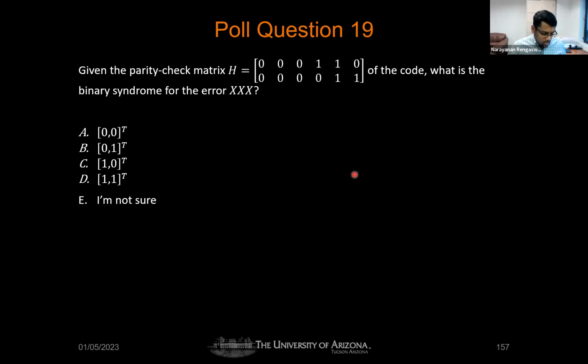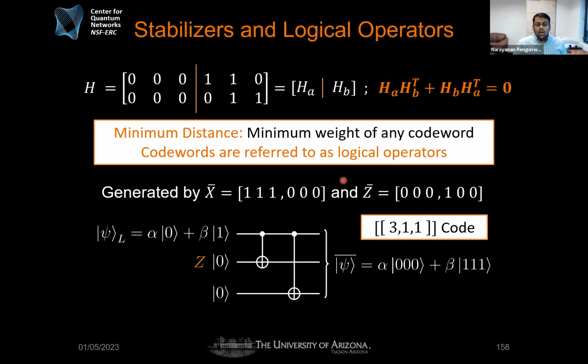Okay, so let's keep going. Now we have seen the matrix representation for stabilizers, and we have seen this 3-1-1 code. In this slide, I've just summarized everything that I've told so far. The distance of this code is 1 because the minimum weight of any logical operator is 1. And so these are the stabilizers, and these are the logical operators, these X bars and Z bars.